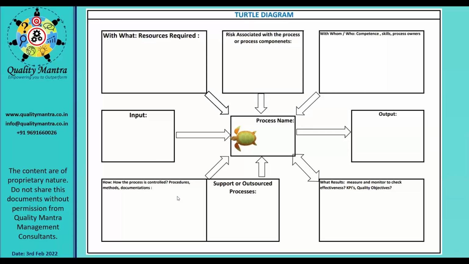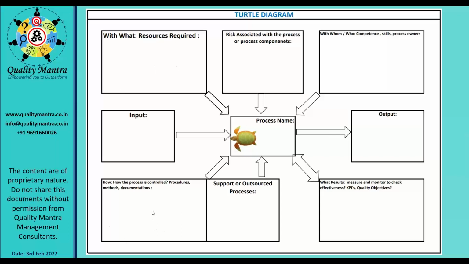Then we have gone through the turtle diagram. हमने 3 टर्टल डायग्राम डिस्कस भी की थी. ओके, कि उसके अंदर कोई भी प्रोसेस रहे, there will be an input, there will be an output, process name and process owners will be at the center. There is an input, there will be output, then you require certain resources to carry out this process, तो वो resources आ जाएंगे यहाँ पर.